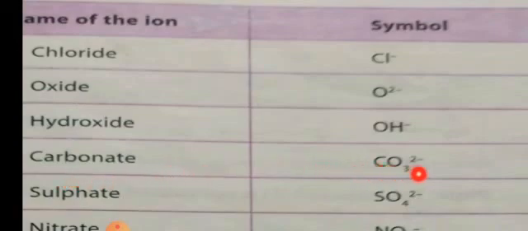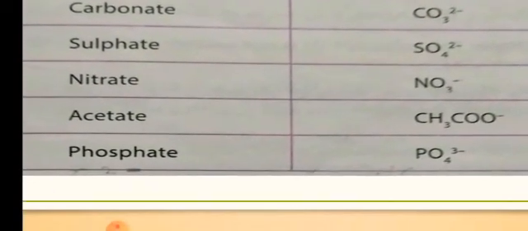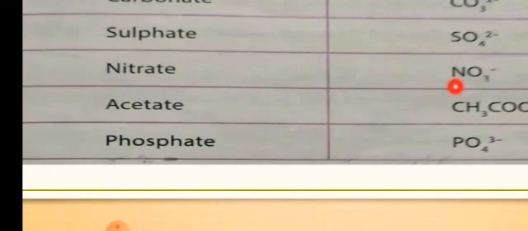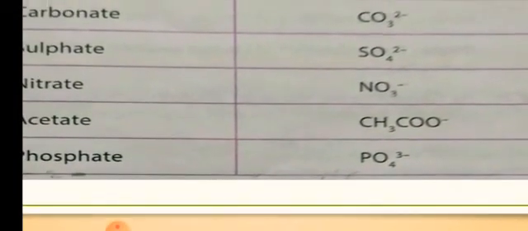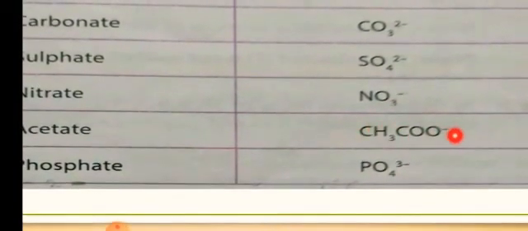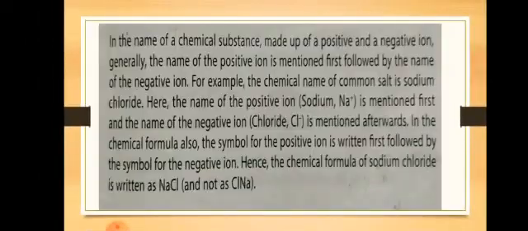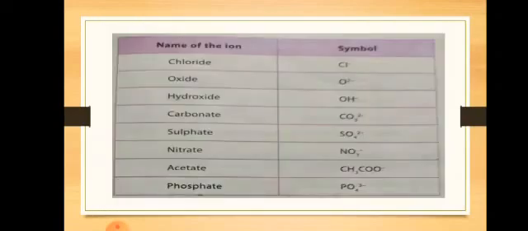Carbonate, CO3 2 minus. Sulfate, SO4 2 minus. Then nitrate, NO3 1 minus. Then acetate, CH3COO minus. Phosphate, PO4 3 minus. So these are some of the charges. This you have to learn by heart. Now let us learn how to write the formula.